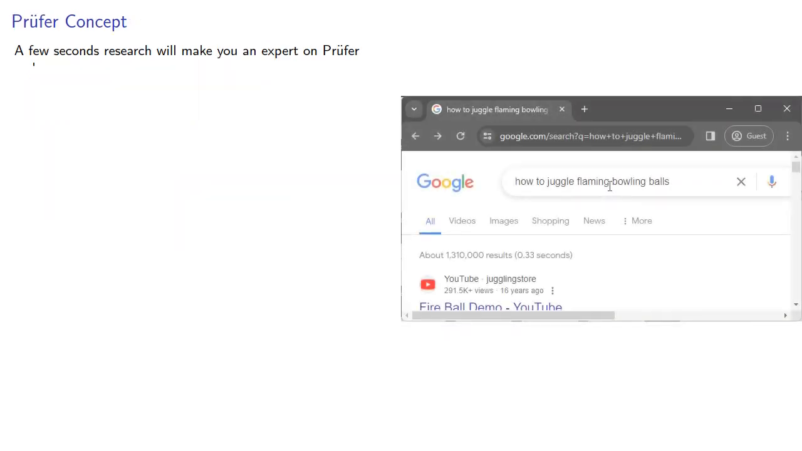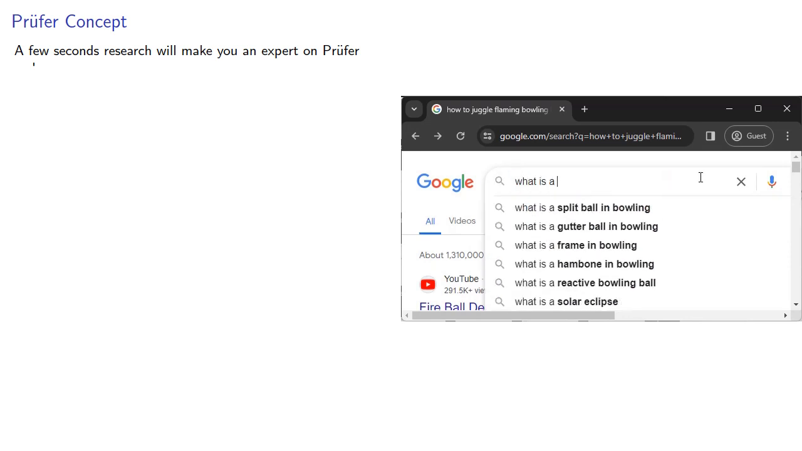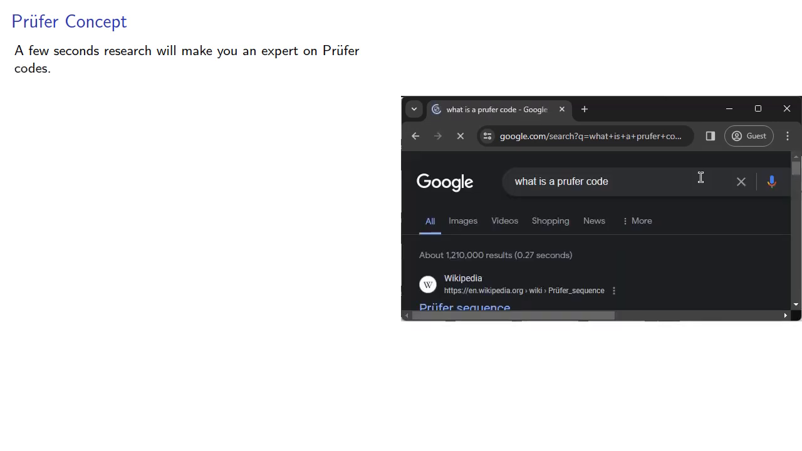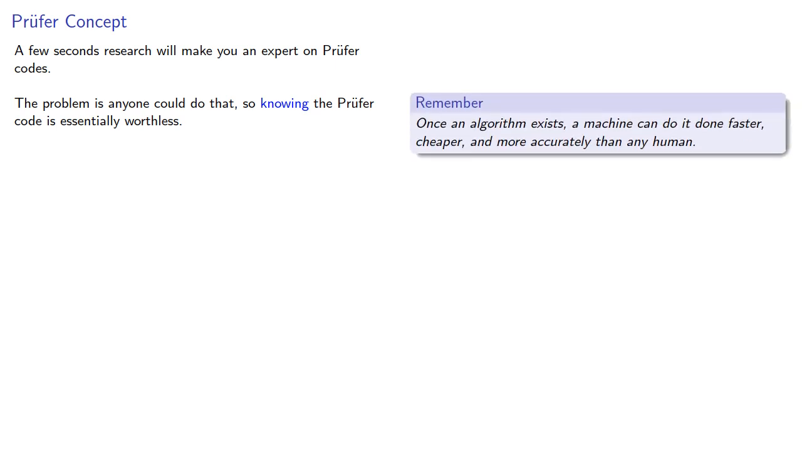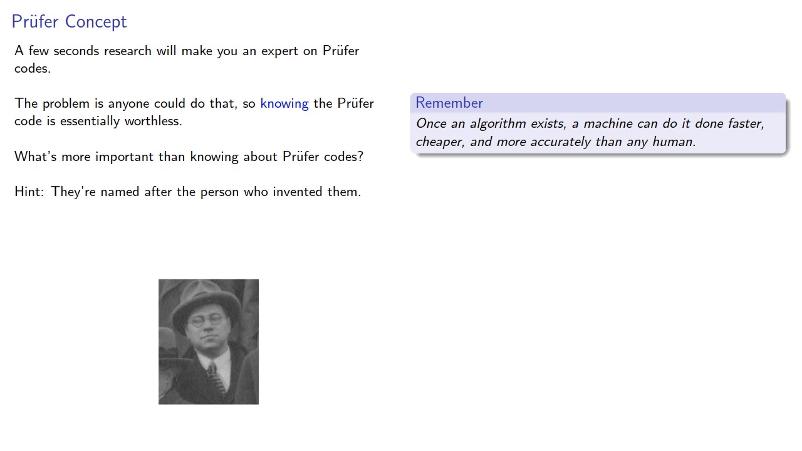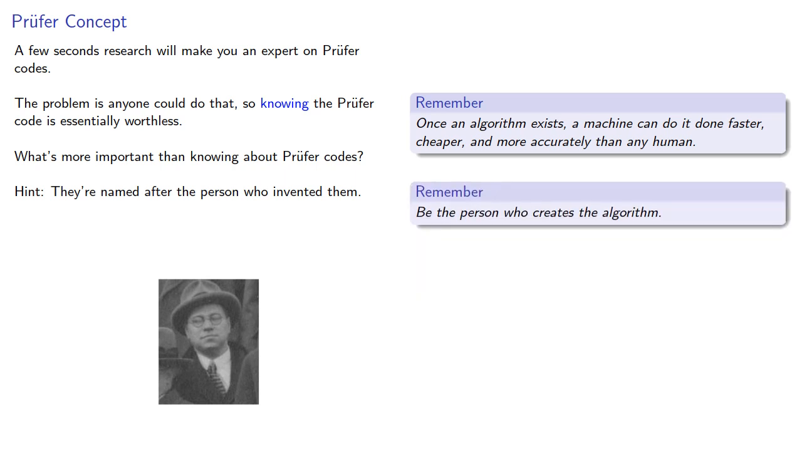A few seconds research on the internet will make you an expert on Prufer codes. The problem is anyone could do that, so knowing the Prufer code is essentially worthless. Remember, once an algorithm exists, a machine can do it faster, cheaper, and more accurately than any human. What's more important than knowing about Prufer codes? Here's a hint. They're named after the person who invented them. Remember, be the person who creates the algorithm.